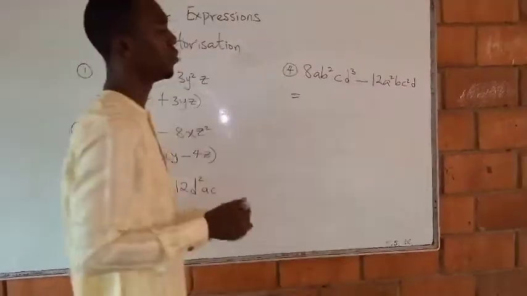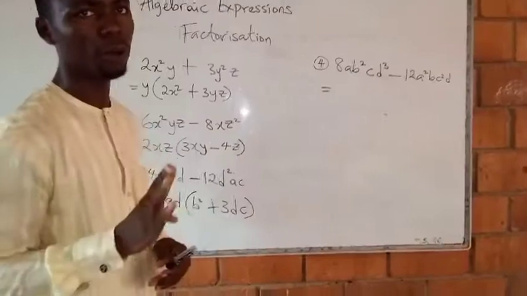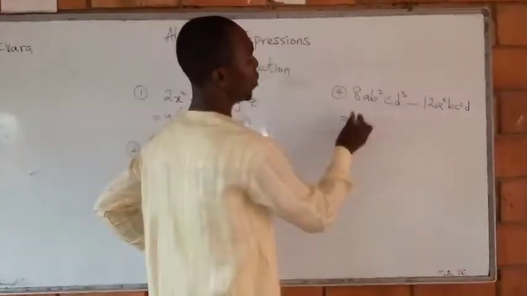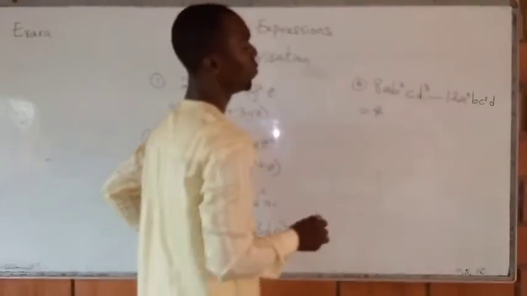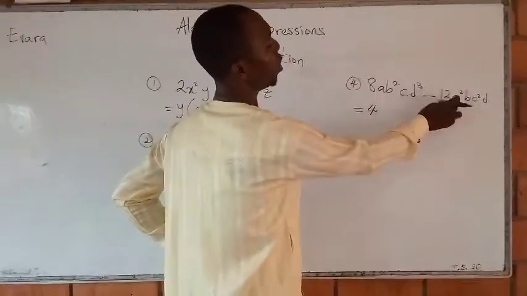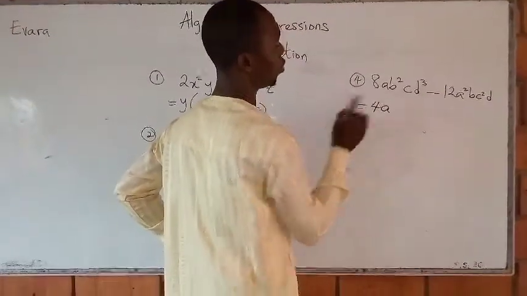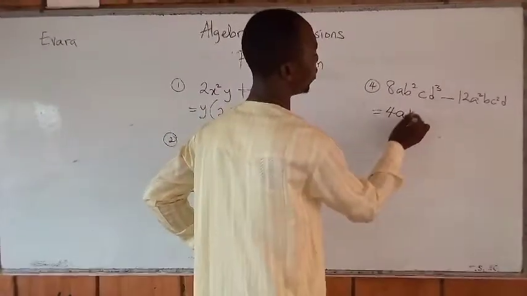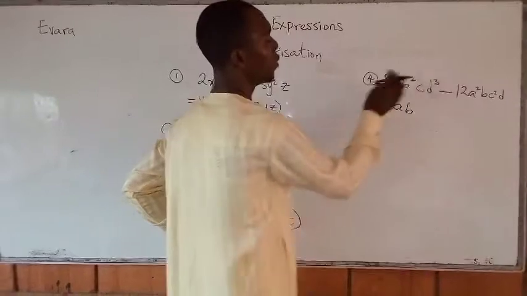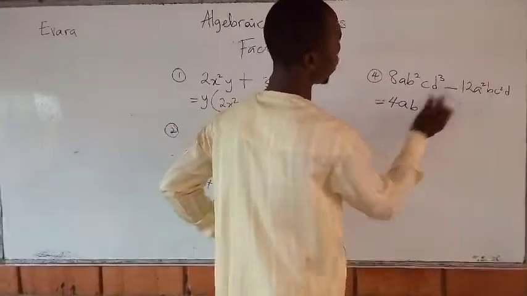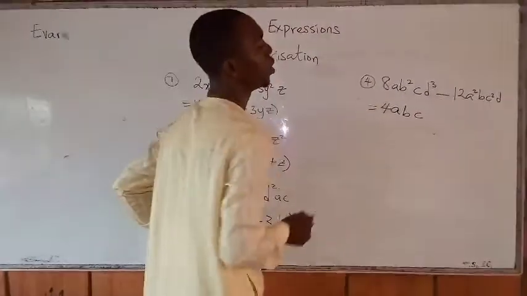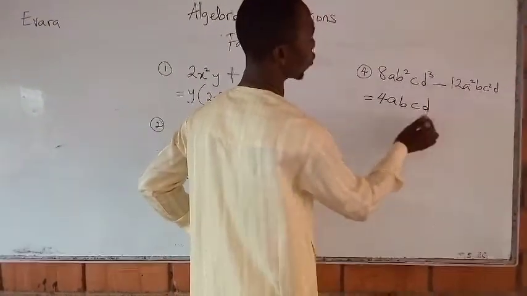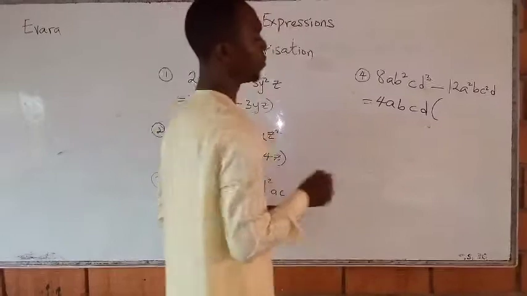8 and 12. Their highest common factor is 4. 4 is the biggest number that can divide both 8 and 12. So we take 4. A raised to power 1, A raised to power 2. A is common. We take raised to power 1. B raised to power 2, B raised to power 1. That means B is also common. C raised to power 1, C raised to power 2. C is also common. And then D raised to power 3, D raised to power 1. D is common. Open the bracket.